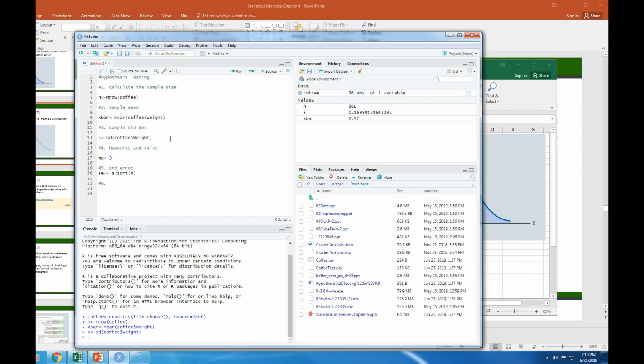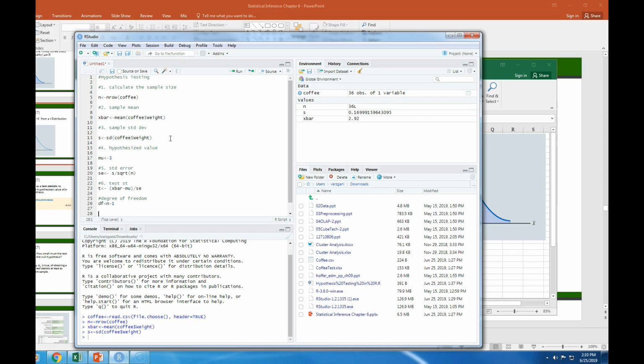Now we have all the information to calculate the test statistic. I'll call the test statistic t, and the formula for t is x bar minus mu divided by the standard error. And now I'm going to tell R what my degrees of freedom is. I'm calling it df, and df in this case is n minus 1.